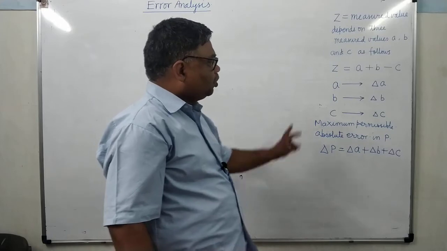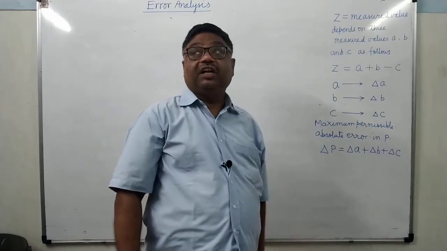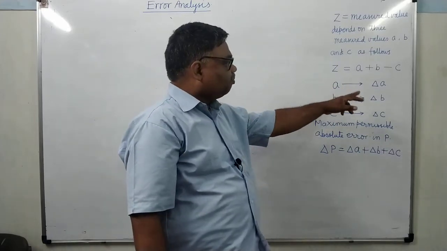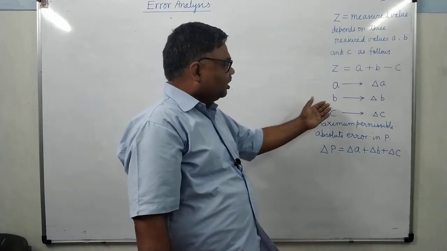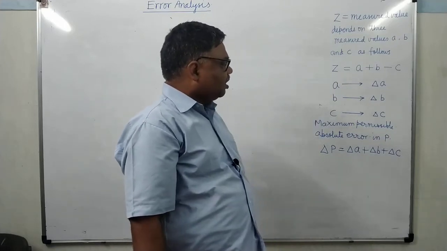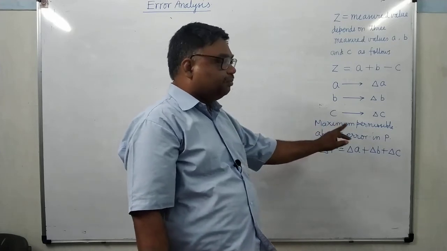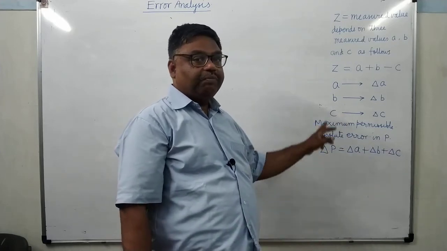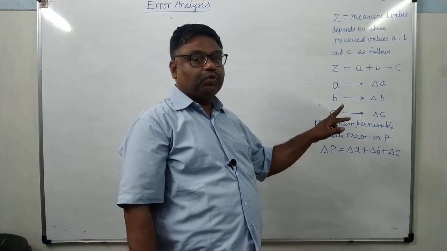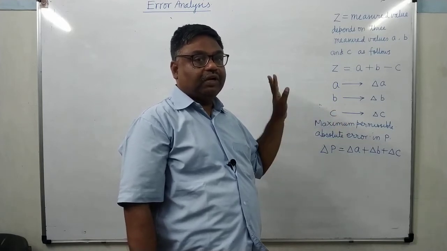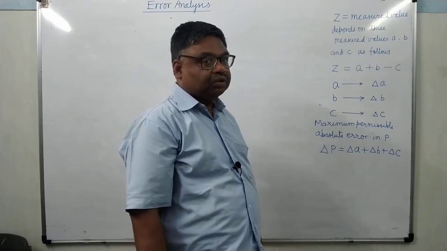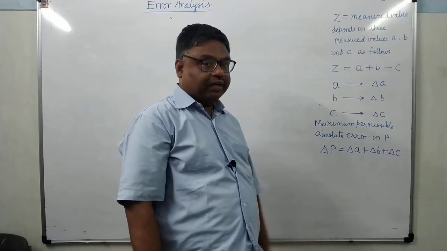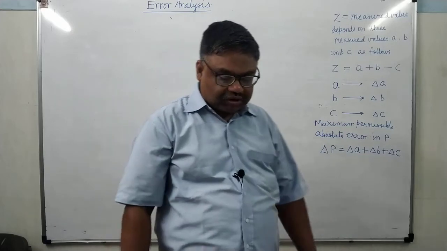If the absolute error in the measurement of A is delta A, in the measurement of B it is delta B, and in C it is delta C, then what will be the maximum permissible absolute error in Z? It will be equal to the sum of the absolute errors in the measured values. This way we will calculate. Now we will see some questions here.